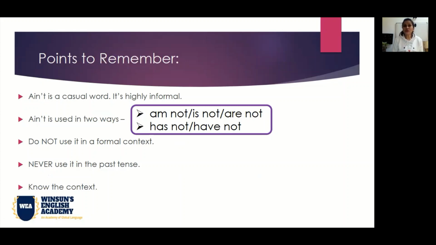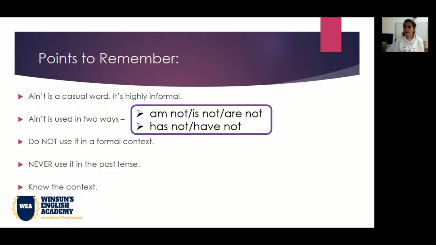If you're writing a story and your character is a cowboy, and you have to write his dialogues, then you can use ain't. You must have come across ain't in movies or songs. Musicians use it, filmmakers use it. You can use it with friends or family members, but never in a formal context.